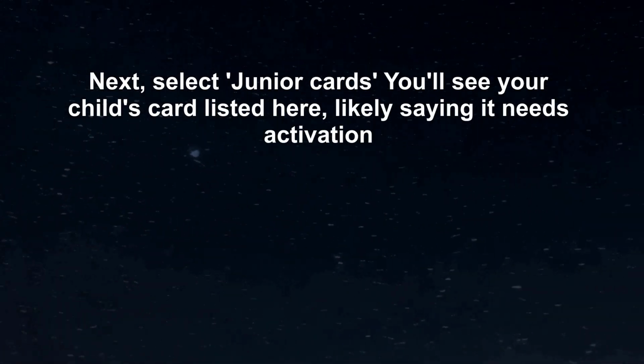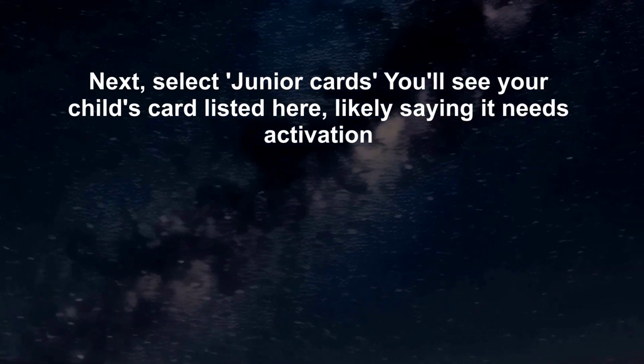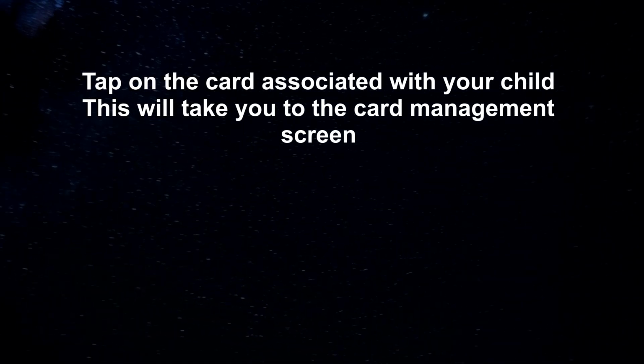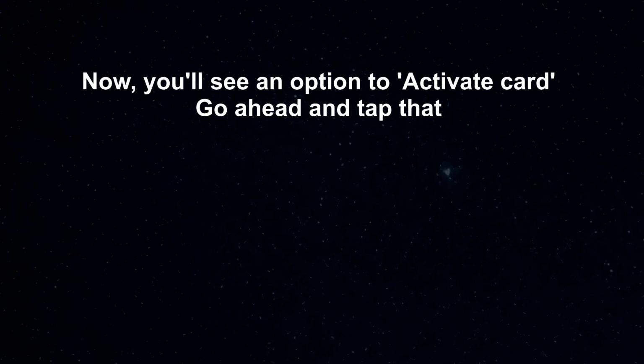Next, select Junior Cards. You'll see your child's card listed here, likely saying it needs activation. Tap on the card associated with your child. This will take you to the card management screen. Now, you'll see an option to activate card. Go ahead and tap that.